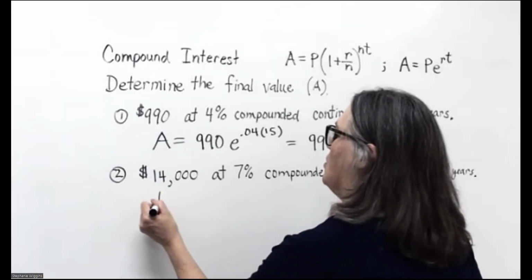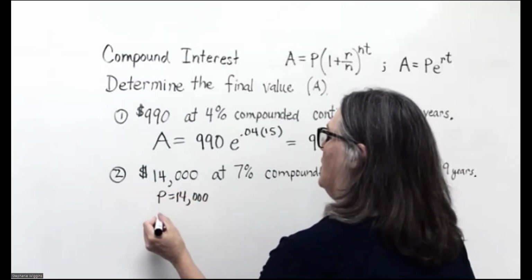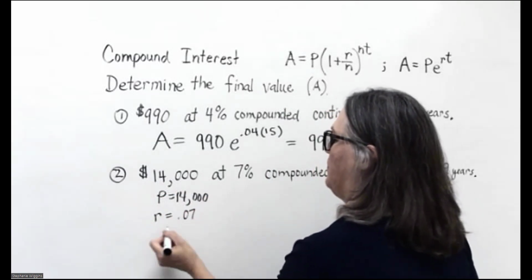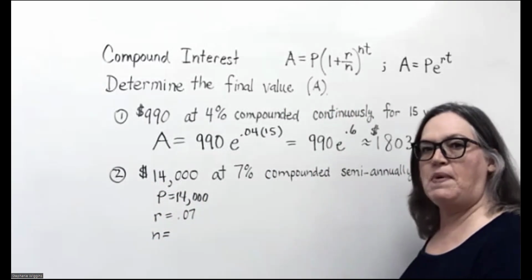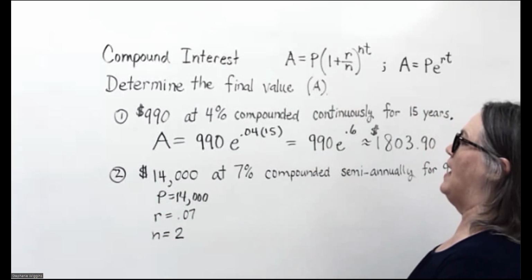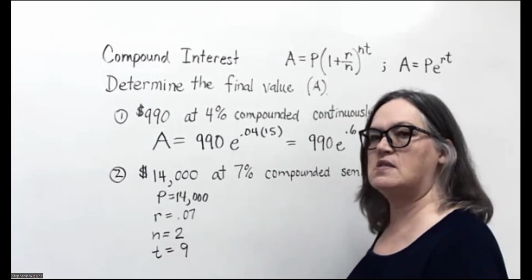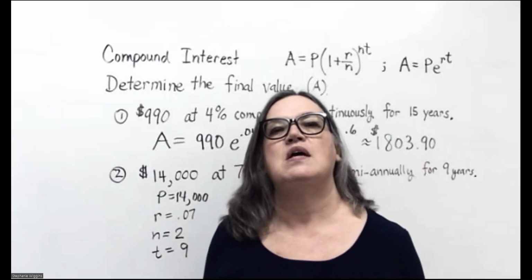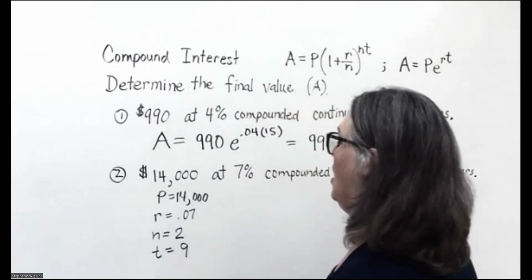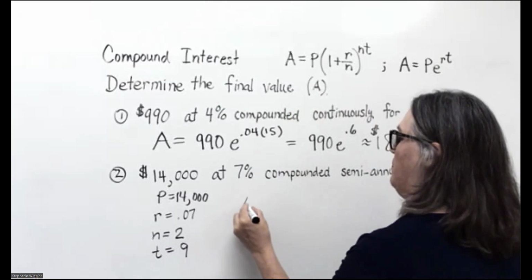So P is our principal, that's 14,000. r is our interest rate, 7% is 0.07. n is the number of times we compound in 1 year, so that's 2 because it's semi-annually. And t is 9. t is always going to be in years. If you're compounding per year, then you want your t to be in years. All right, so we have all of our values determined. Now we're going to plug them into our formula.